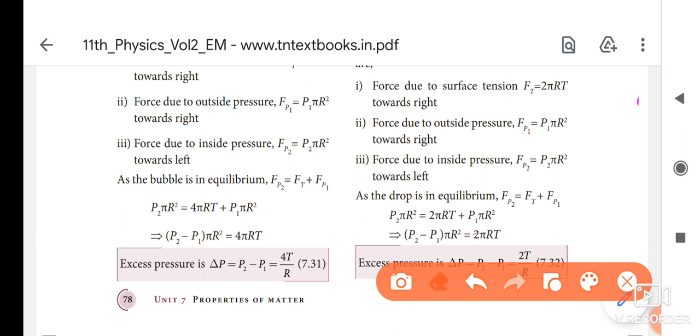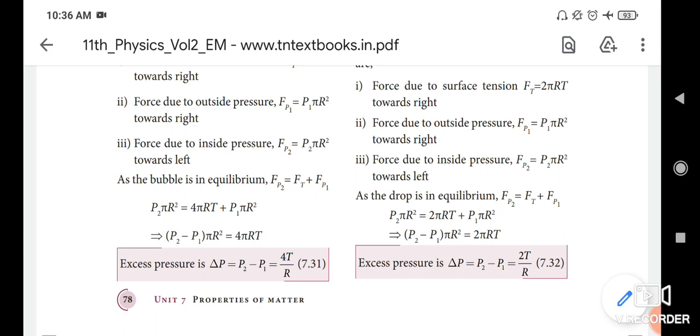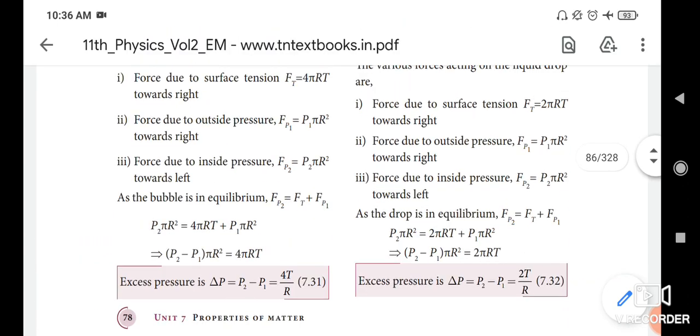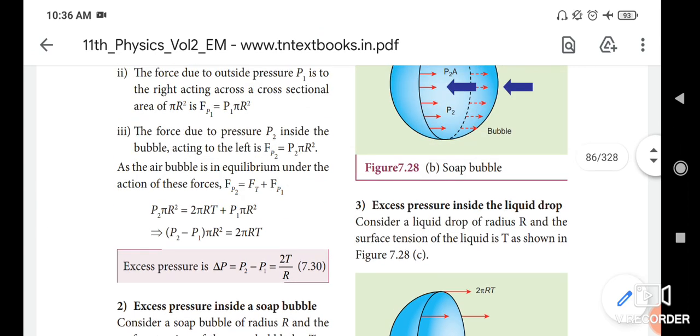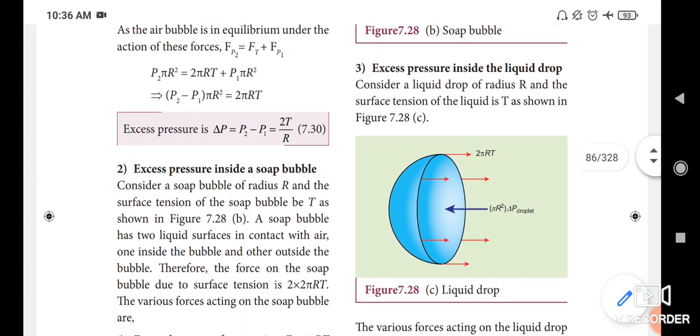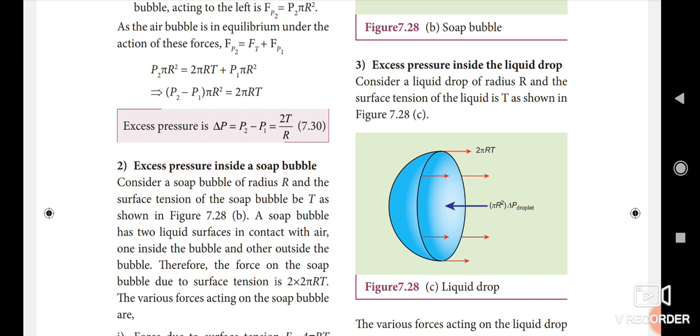Then what is the value for excess pressure inside the air bubble? 2T upon R. Then what is the value for excess pressure inside the soap bubble? 4T upon R. Next we see the excess pressure inside the liquid drop.